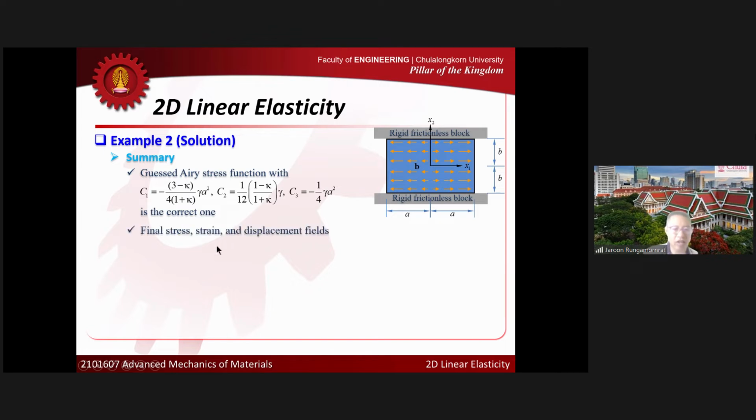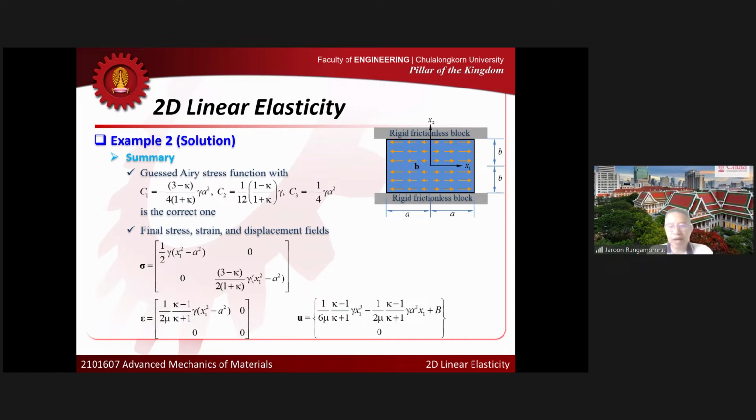Okay, now based on the values of C1, C2, and C3 that I got here, and also A and C, now I can generate the fields like this. I plug it in, and you can see that now the stress field is known, right? There's no constant left here, okay? The same for strain. So I can say that stress and strain are unique. That confirms the theory that I showed you before, right? The stress and strain, once they exist, are unique, okay?